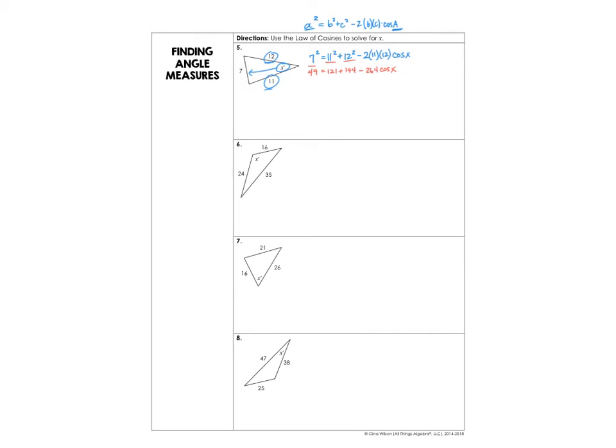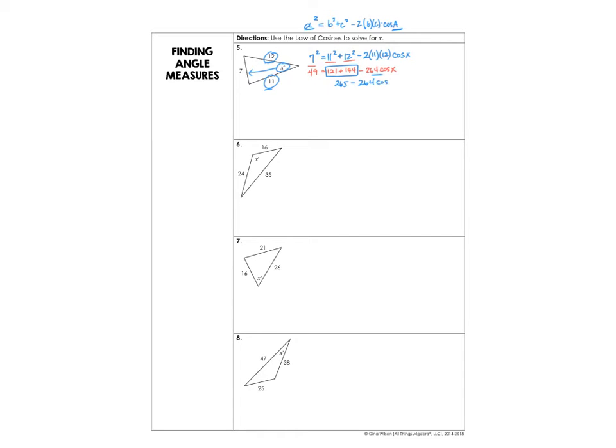Okay, so I want you to pay attention closely here. You can put these two together, but you cannot put the 264 with it, because it is connected and being multiplied by the cosine of x. So we're going to have to get rid of it in just a minute. But we can put these two together. 121 plus 144 is 265.